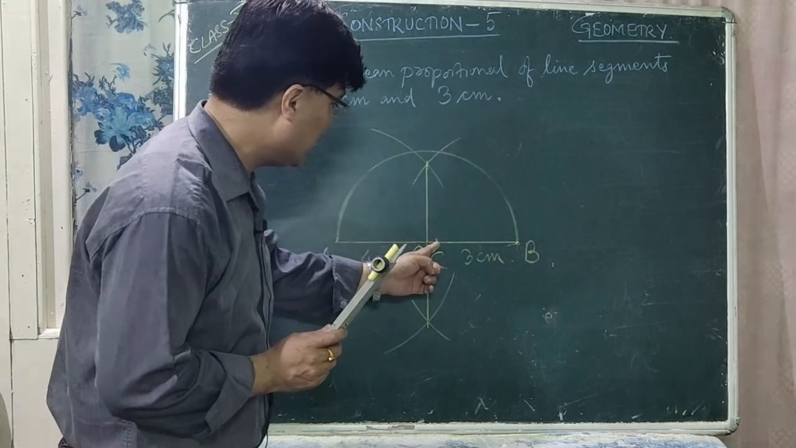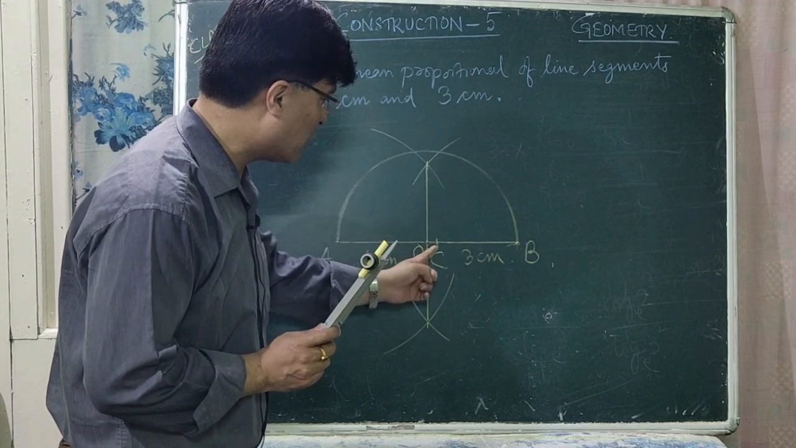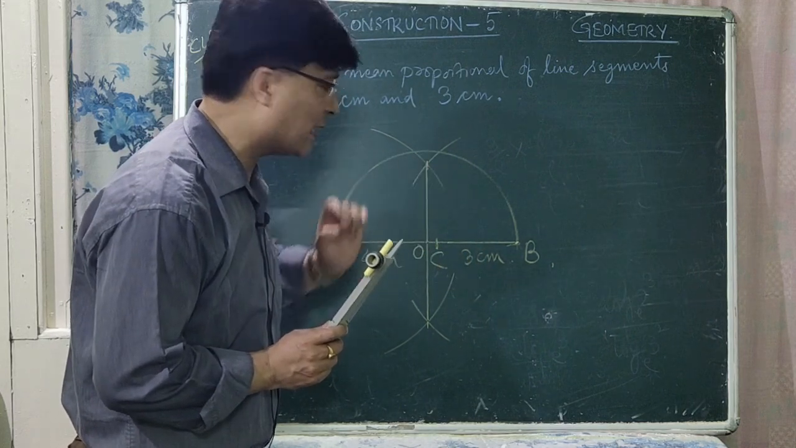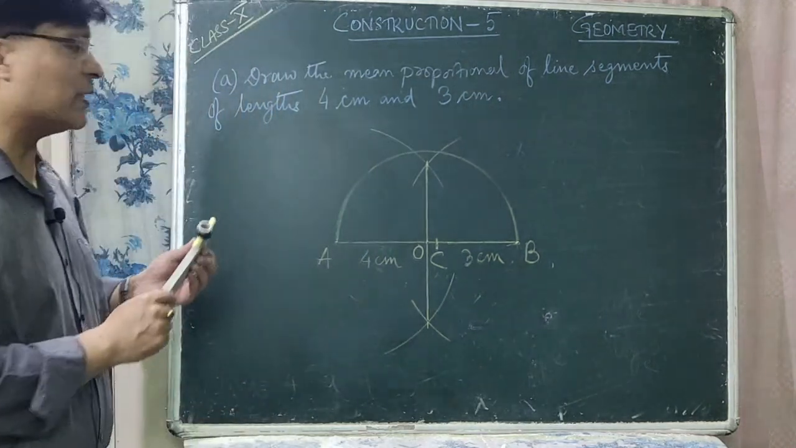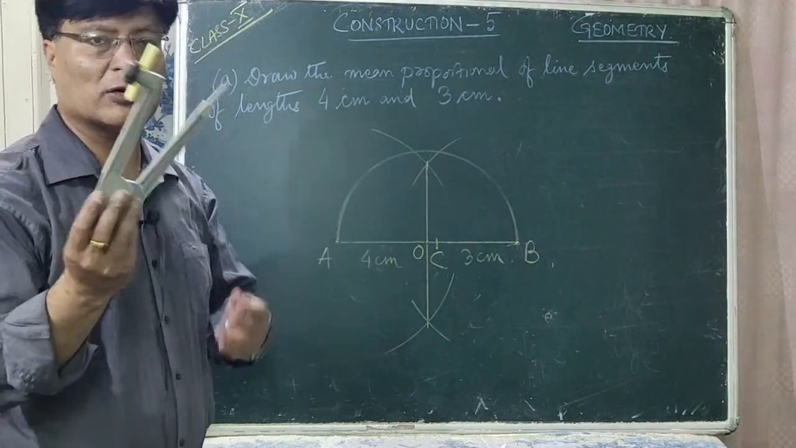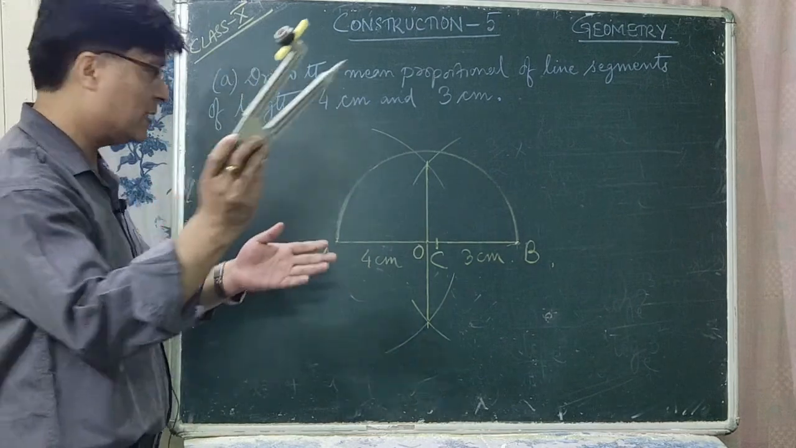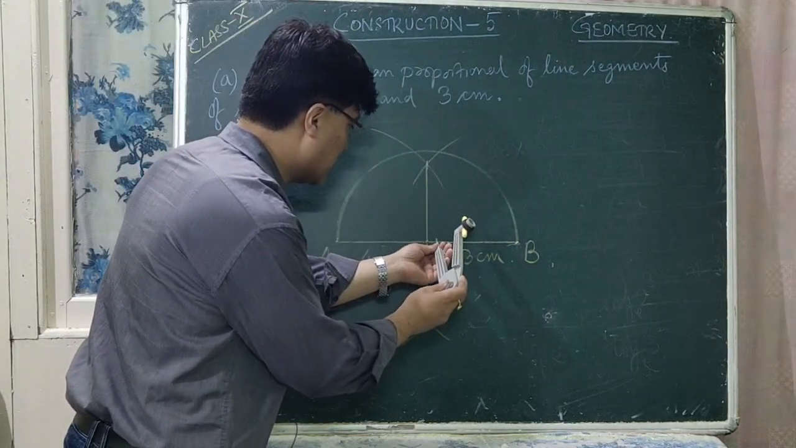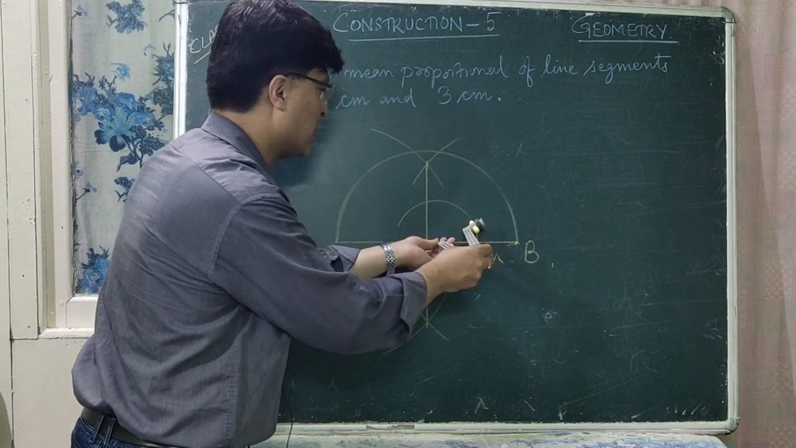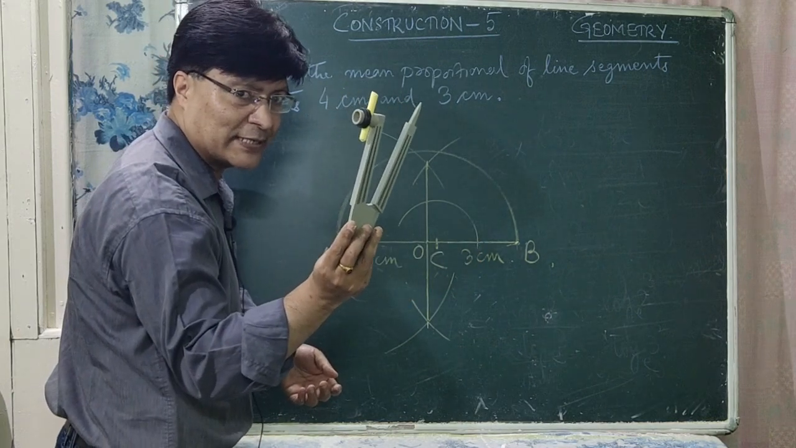Now from C you have to draw a perpendicular upon this diameter AB, and that perpendicular will intersect the semicircle at that point, isn't it? So you take a compass again, you take any arc, right? Keep the pointed needle at the point C. Draw an arc here. Now don't change this compass.